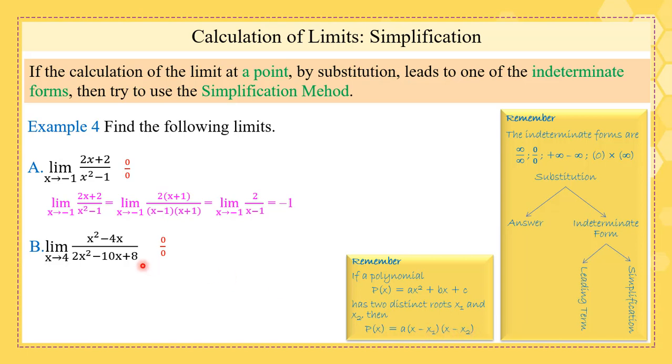Now, in this case, specifically, we can see that it is a second degree polynomial and it has two roots, which are 1 and 4. And if we want to factorize the denominator, we get a into x minus 1 into x minus 4. Now, for the numerator, in order to factorize it, we just take x in common, we get x into x minus 4. And we can simplify x minus 4 and x minus 4 to get the limit of x over 2 into x minus 1. And if we substitute 4, we get 2 over 3.